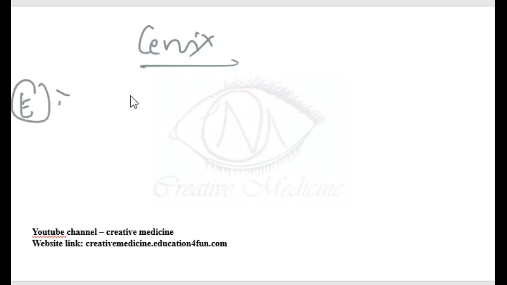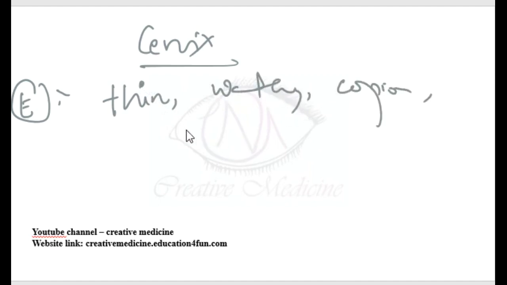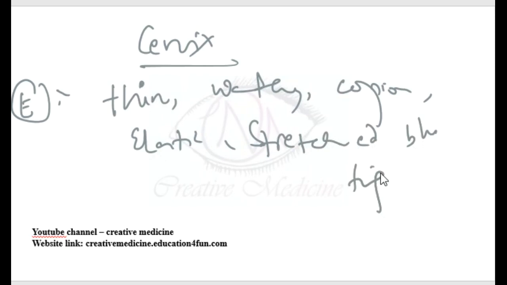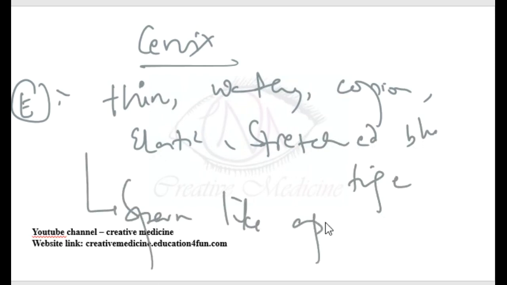Estrogen and progesterone effect on the cervix. Estrogen on the cervical mucosa causes cervical mucus to become thin, watery, copious, and elastic, and it can be stretched between the fingers. Cervical mucus is permeable to sperms. It gives a fern-like appearance of cervical mucus on microscopy. This is seen from day 8 of the cycle.